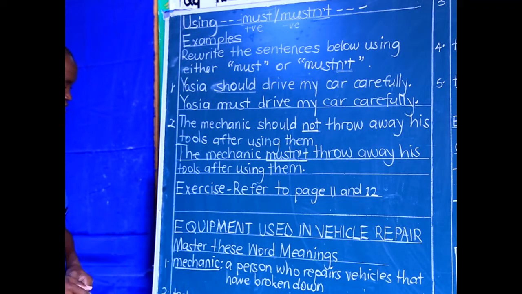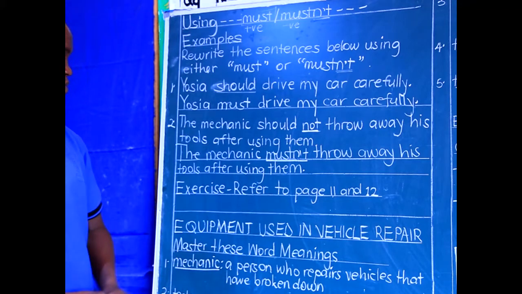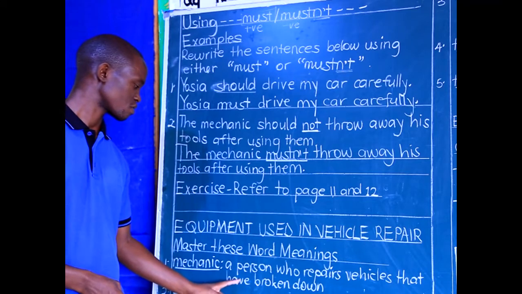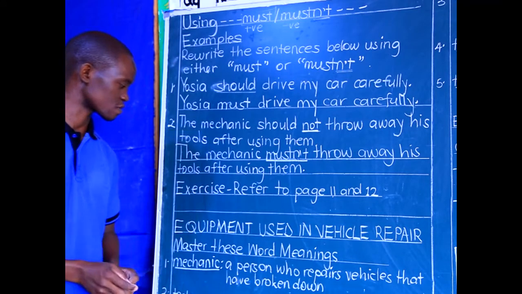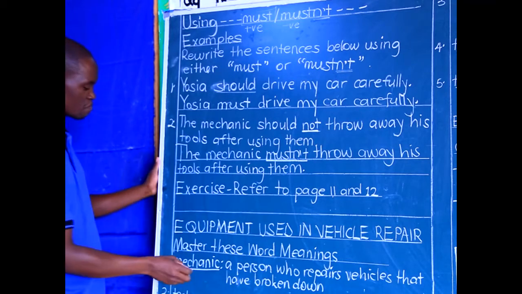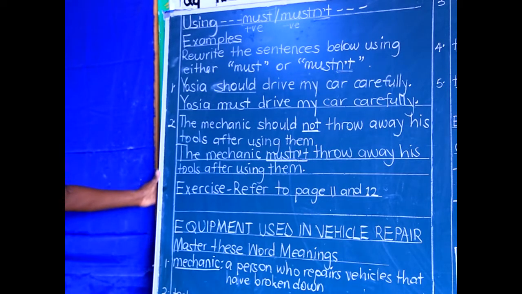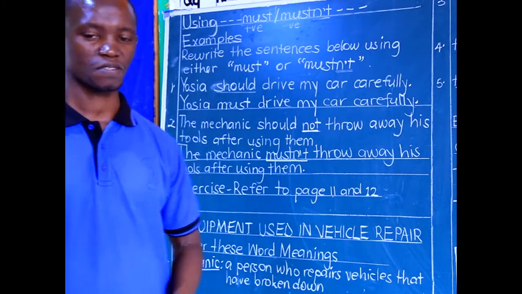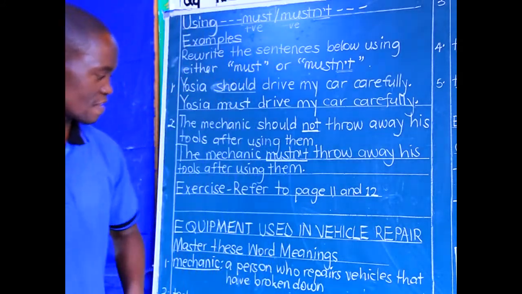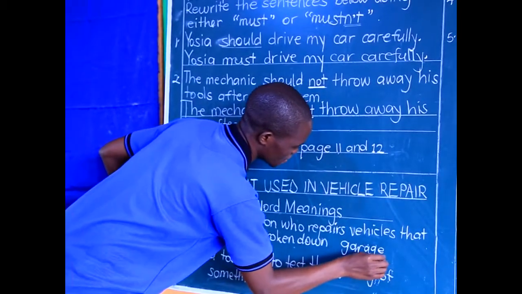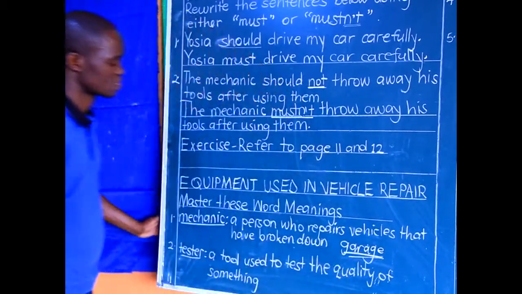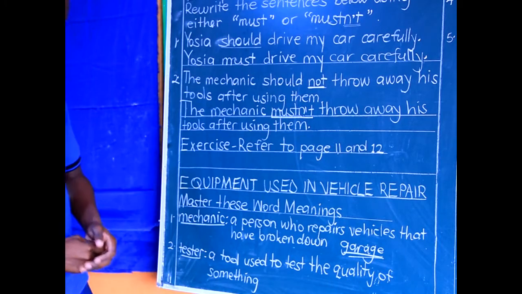So we have the first word as mechanic. Who is a mechanic? That is the person who repairs vehicles that have broken down. Vehicles that break down or get faults are taken to people known as mechanics and they repair them. And these people work from places known as garages. Garage, G-A-R-A-G-E. That's the place where a mechanic works from, where vehicles are repaired.